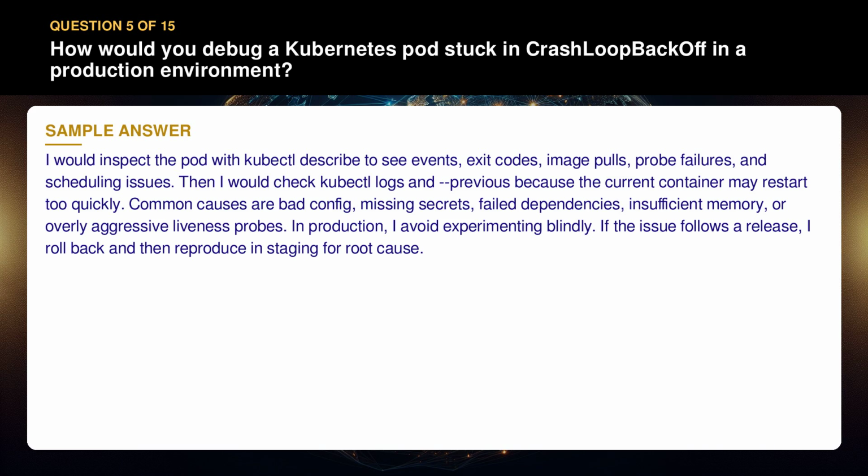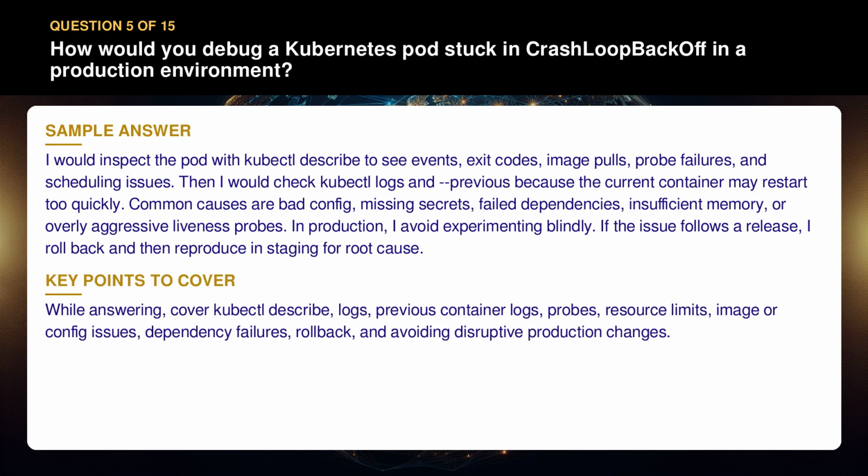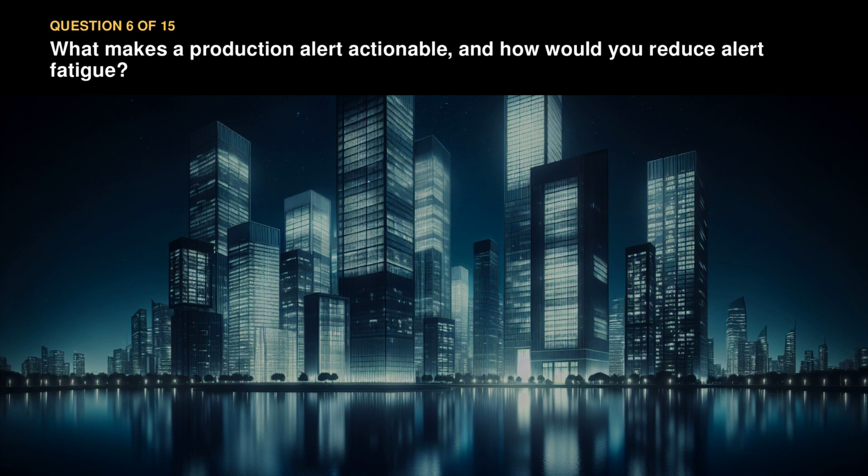In production, I avoid experimenting blindly. If the issue follows a release, I roll back and then reproduce in staging for root cause. While answering, cover kubectl describe, logs, previous container logs, probes, resource limits, image or config issues, dependency failures, rollback, and avoiding disruptive production changes.